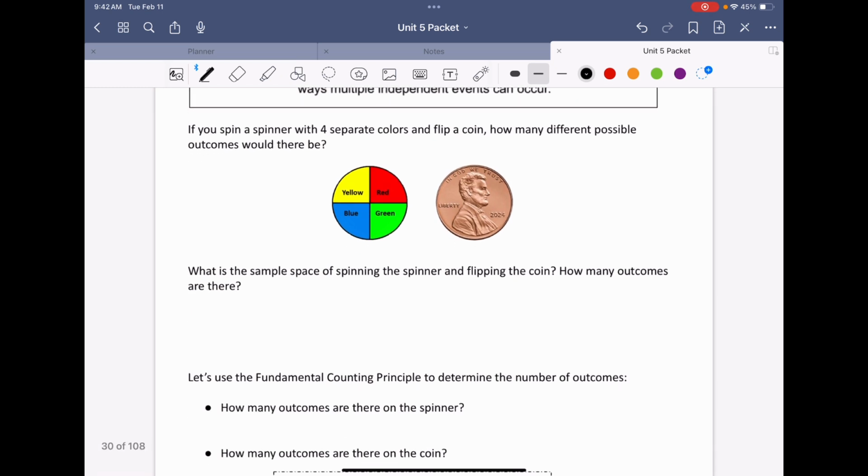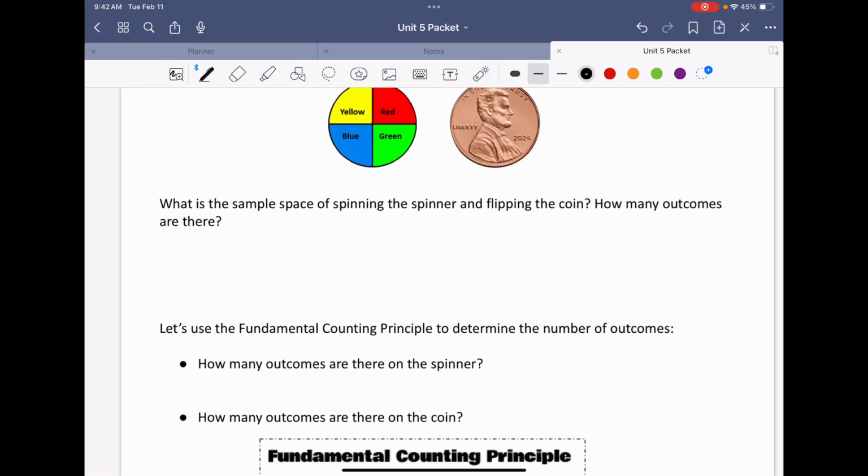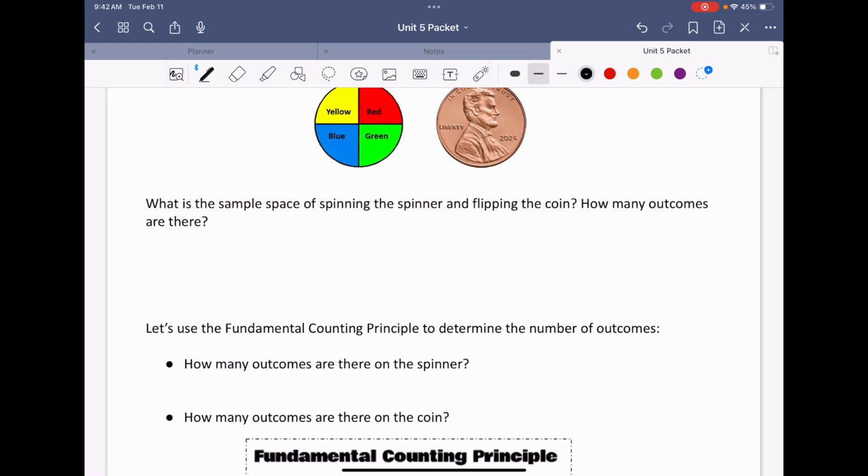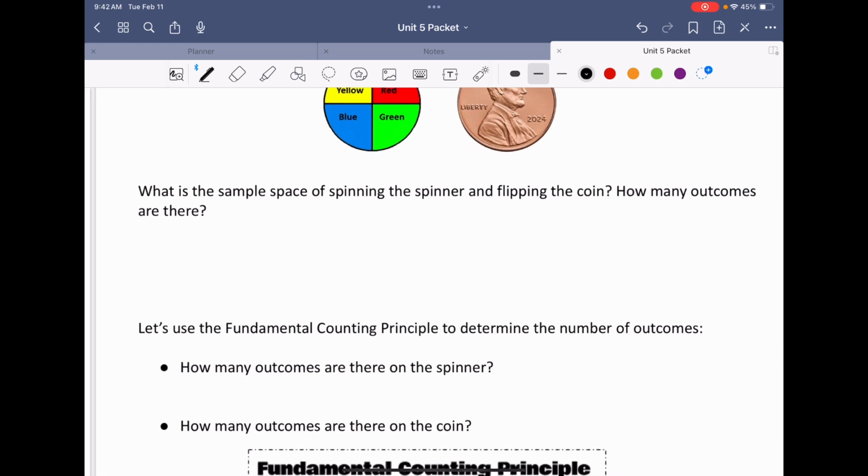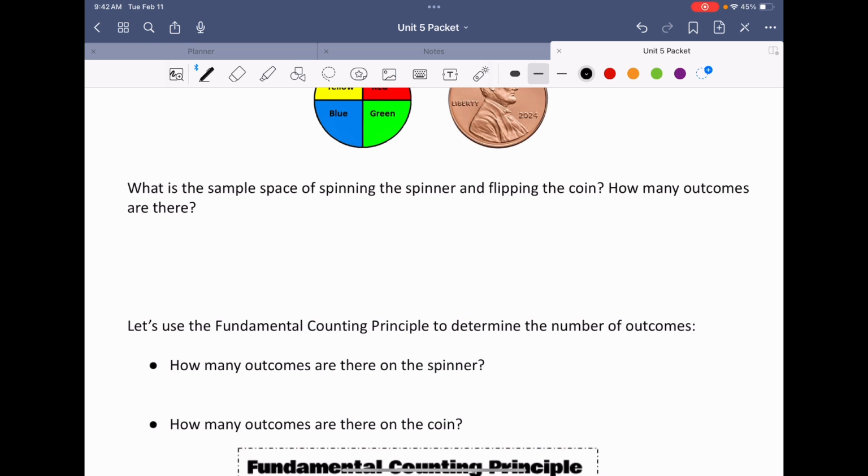we can actually use another method, but to get there, we're going to start by listing our sample space like what we have practiced. So I'm actually going to have you do this first as a little recall into what we did in our last lesson. So you're going to list the sample space of spinning the spinner and flipping the coin and the total amount of outcomes. So I'm going to have you pause the video, list that out on your own. When you're all set, unpause the video and just make sure you've got the right answer.